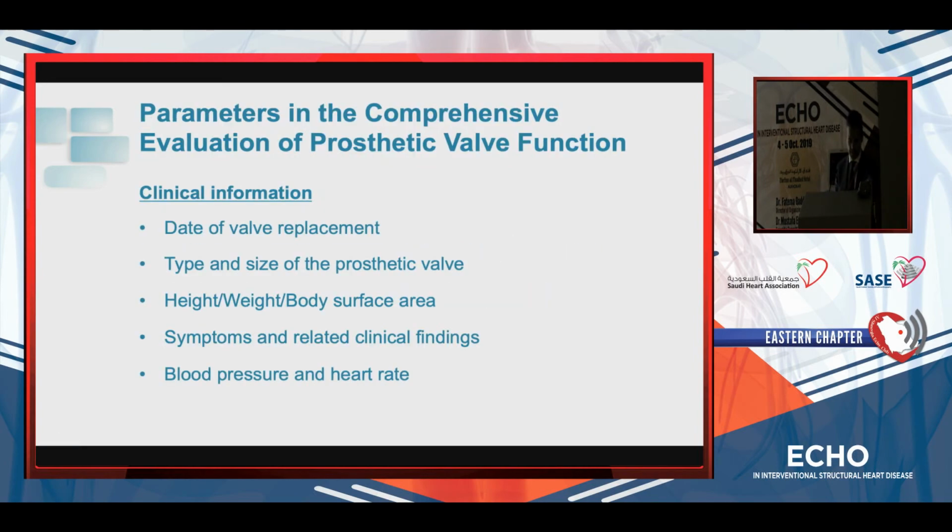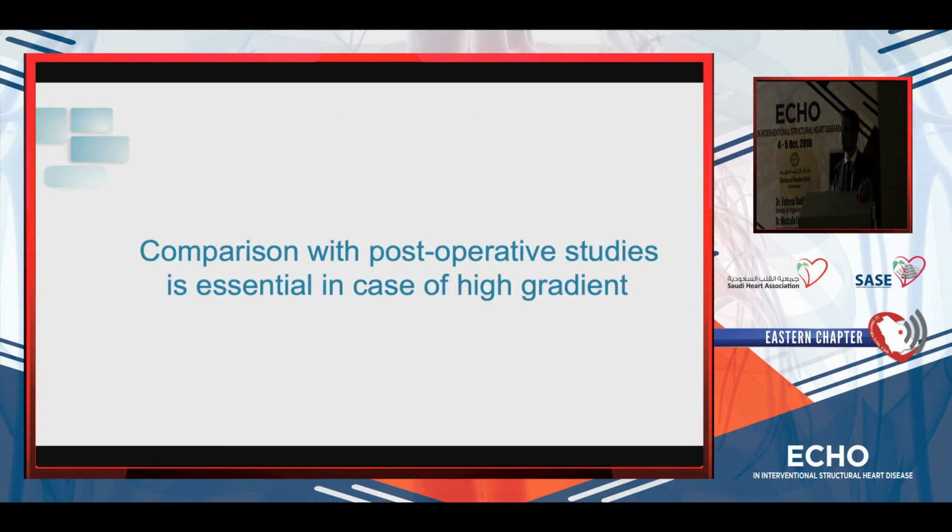So when we start the examination, we need clinical information. Like I already said, we need the date of implantation. We need to know what size and what type we are dealing with, what the weight is, what the height is, what the body surface area is, what his symptoms are, and we need to know his blood pressure and the heart rate. What's also very crucial, and we really need to do after implanting a valve, is to have a post-operative study, which we can compare today's study with, because we know it was post procedure and we can compare what the differences are.